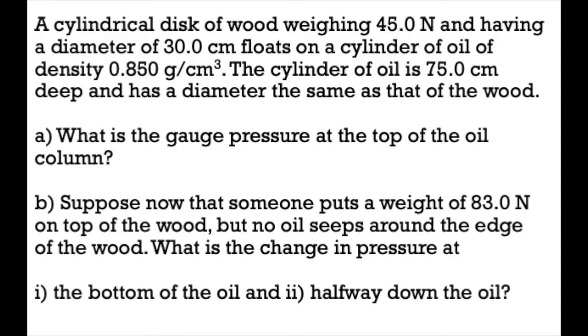A cylindrical disc of wood weighing 45 newtons and having a diameter of 30 centimeters floats on a cylinder of oil of density 0.850 grams per centimeter cubed. The cylinder of oil is 75 centimeters deep and has a diameter the same as that of the wood. A, what is the gauge pressure at the top of the oil column? And then B, suppose that someone now puts a weight of 83 newtons on top of the wood. What is delta P, the change in pressure, at the bottom and halfway down the column?